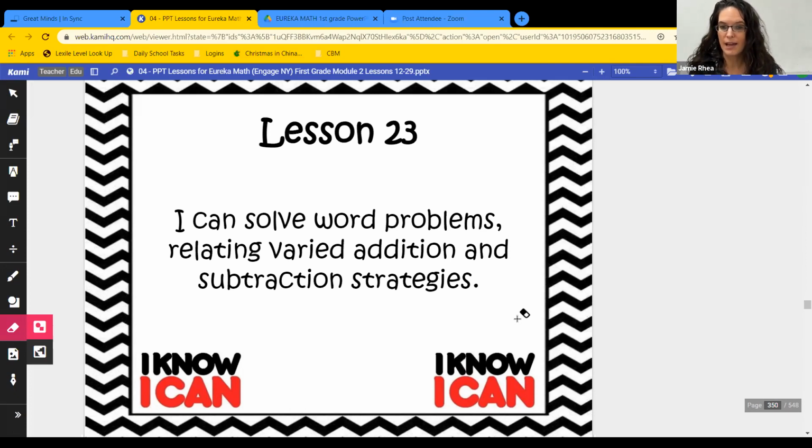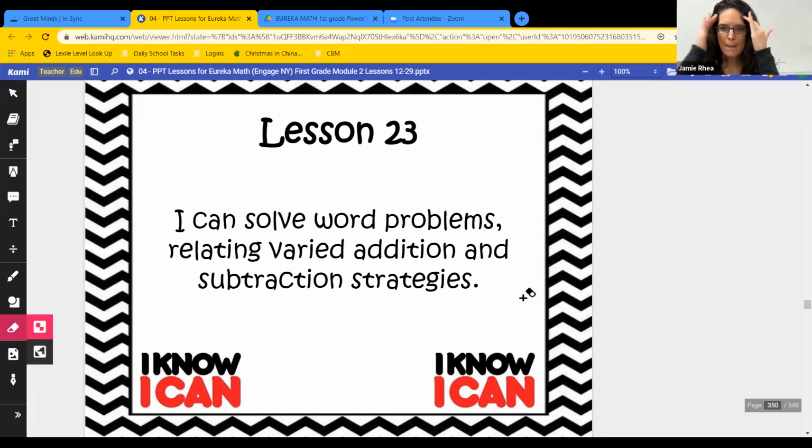Yesterday, we looked at how to do read, draw, and write with our word problems, and we came up with addition sentences and subtraction sentences, right? Today, we're going to do the same thing. We're just going to look at a different way to do it, okay? Same kind of thing we did yesterday, but we're going to look at a different way. Miss Caitlin's going to show us how to do that, okay?